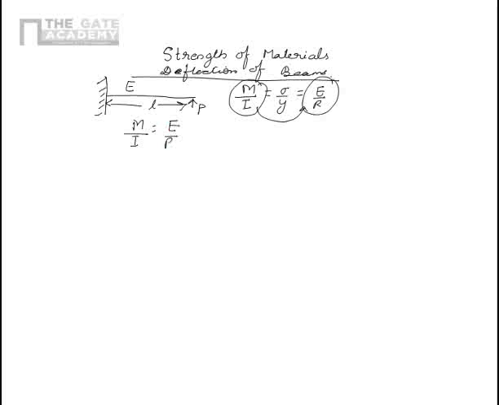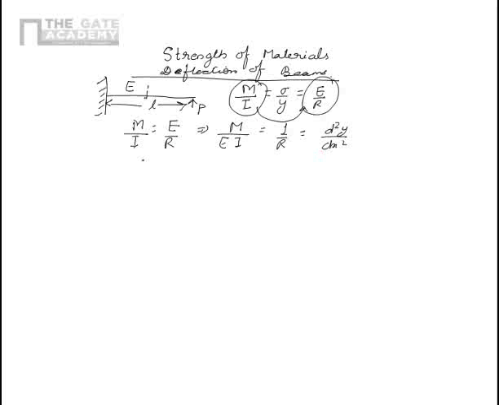E upon R. Here M is the bending moment at a particular location, I is the area moment of inertia of the cross section, E is the Young's modulus, and R is the radius of curvature of the beam at that particular location. So if we take a location x here at a distance of x from the free end, this equation can be modified to get 1 upon R, and 1 upon R is given by d square y upon dx square, where y is the deflection in the y direction.